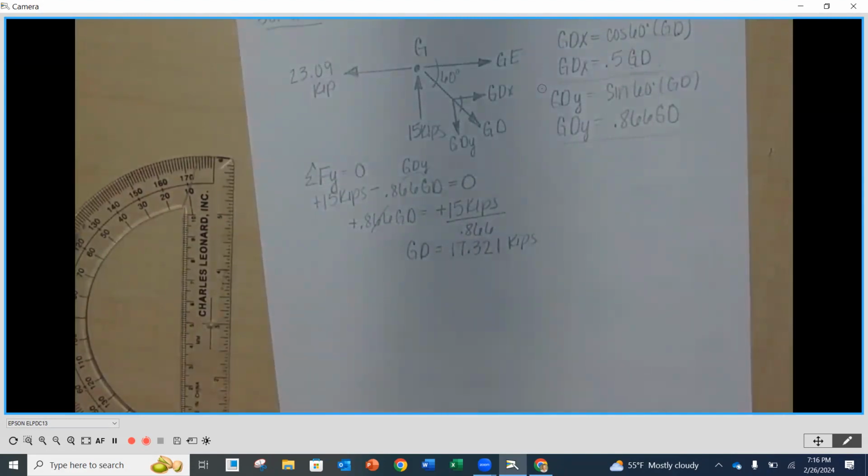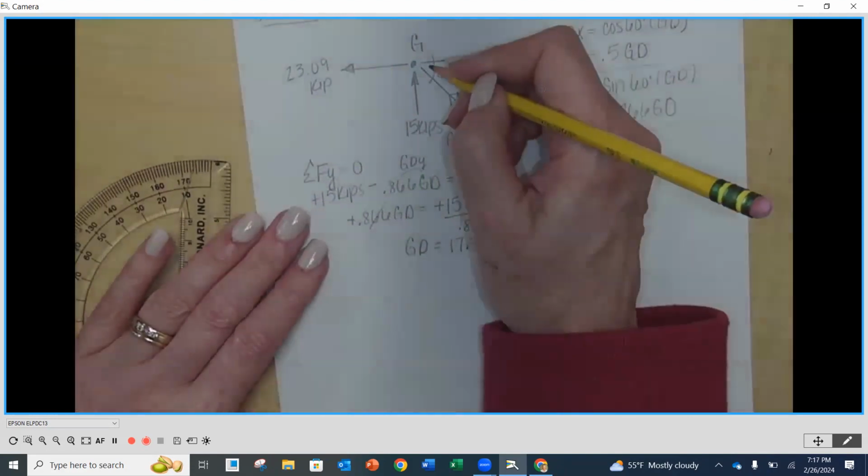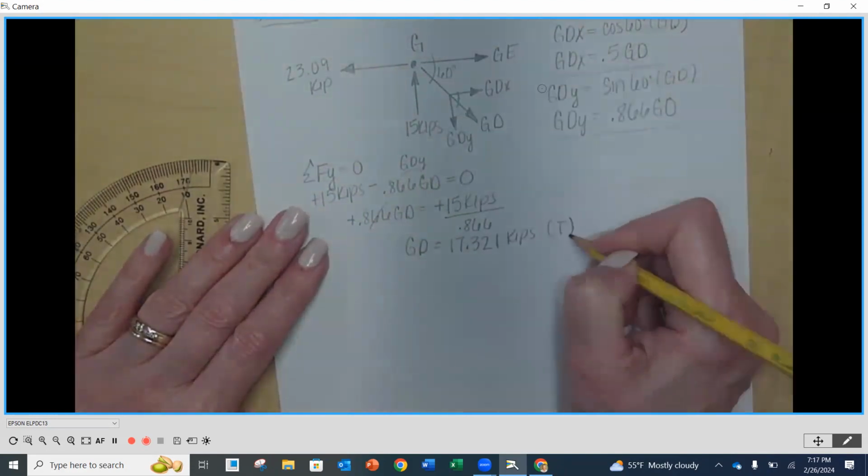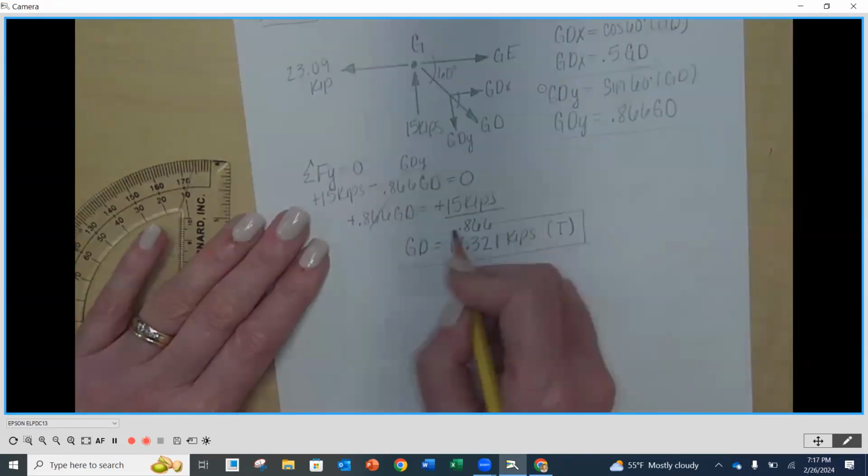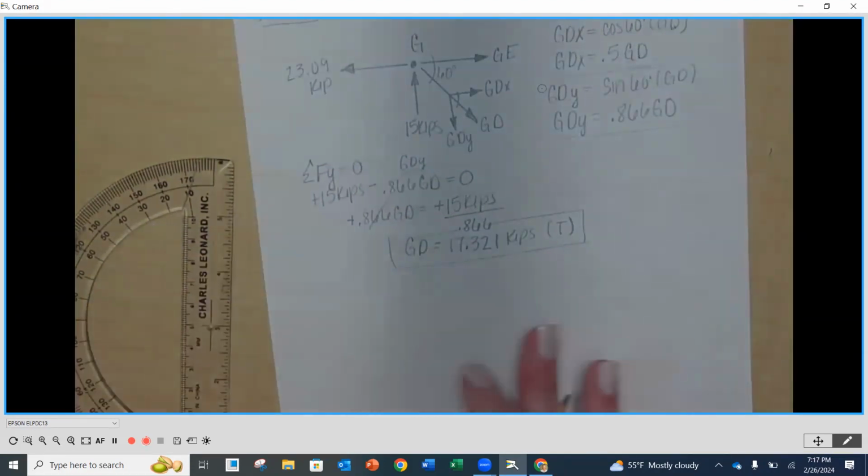Now, before I put GD away, am I in tension or compression? Tension, yep. It's pulling away from the joint. So that's going to be in tension. Here we go. Now I can put a box around it.